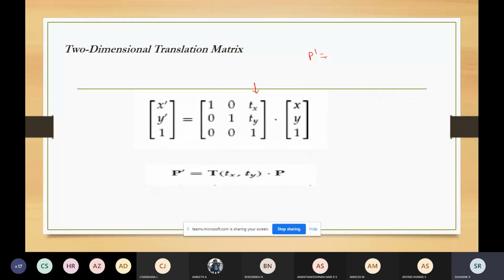Okay. Now see, the third column. Instead of writing P dash is equal to matrix 1 into P plus M2, that is being represented in a single matrix itself. This single matrix can perform translation, rotation, and scaling.